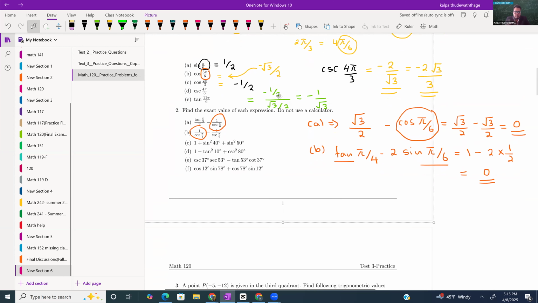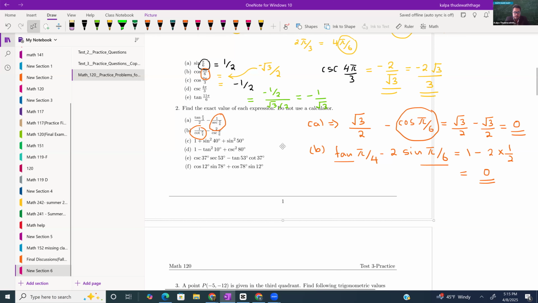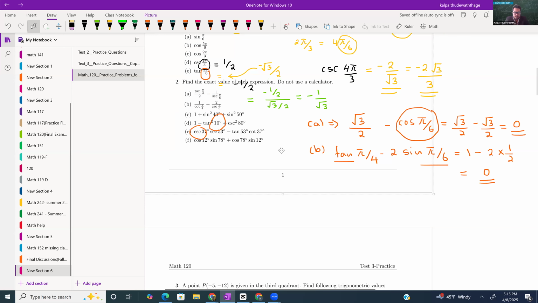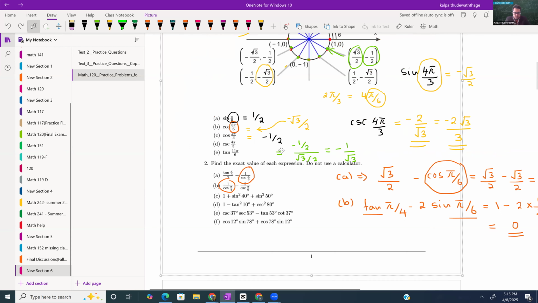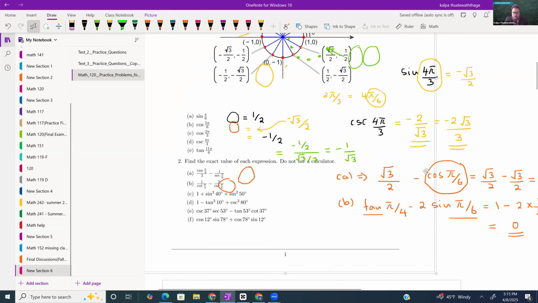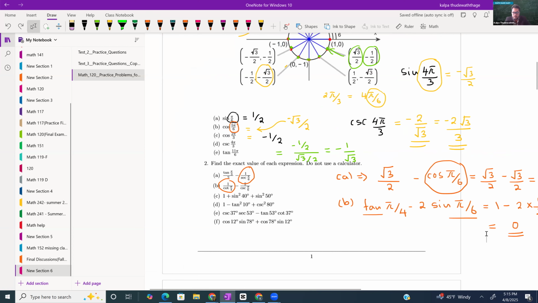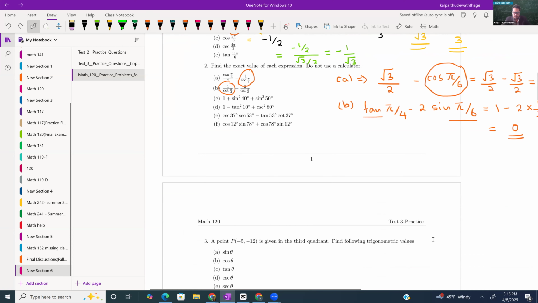Okay. So how about part C? Part C is really challenging. Let's see if I can. So in part C, you need something called cofunction and 3 Pythagorean identities. I'll remind you.